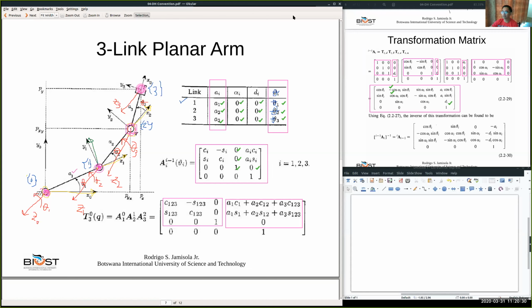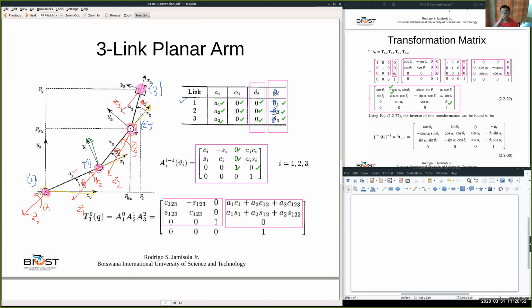It's not coming. Okay, so let's delete first. So the variable should be D1. If it's not D1, it is theta 1. So if it is D1, if it's a prismatic joint, that means it's a linear joint.